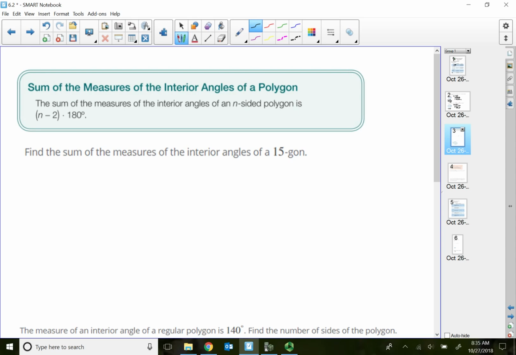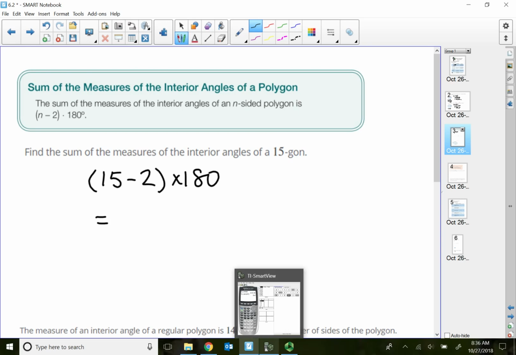So if I have a 15-sided polygon, what will be my sum of interior angles? That will be 15 sides minus 2, then times 180. That will tell me the sum of the interior angles.